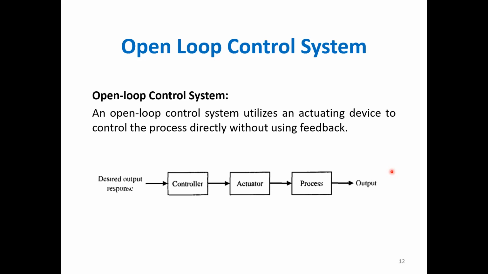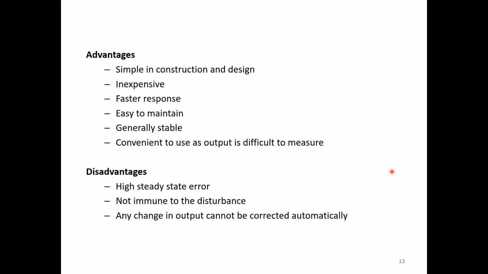What's the actuator? An actuator is actually a device which can change the input of the system. It is a device or circuit. So the main thing is it does not have any feedback. Directly you push the button, then it will give you the output. Okay, now see the advantages.